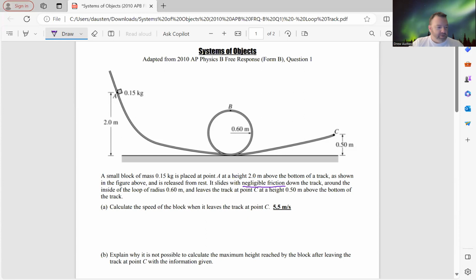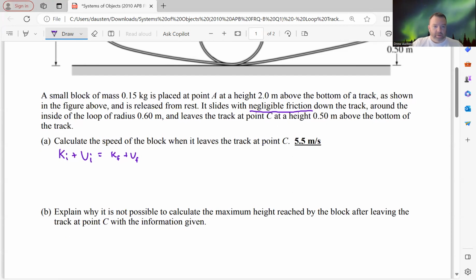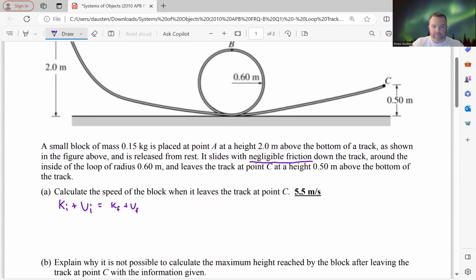So we can use conservation of mechanical energy, K initial plus U initial equals K final plus U final. And the block starts from rest. So K initial is going to be 0. And that's the only term that's going to be 0. So let's just plug in the formulas. mgh initial is equal to 1/2 mv final squared plus mgh final.